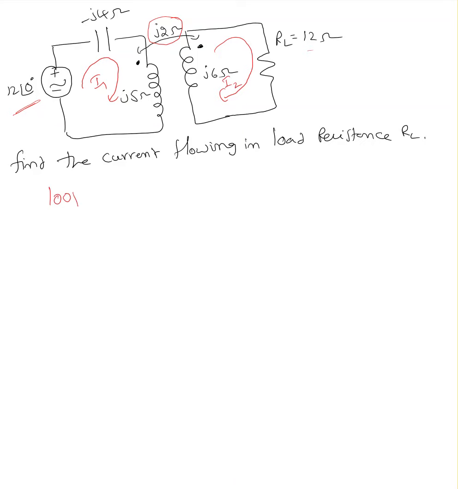So for loop 1, apply KVL, Kirchhoff's voltage law. According to KVL, I'm going to start from the source. Since I'm entering the negative terminal, take that as a negative voltage. If you're entering the positive terminal, take that as a positive voltage. So I'm going to assign the positive and negative signs according to my path. My I1 path is like this.